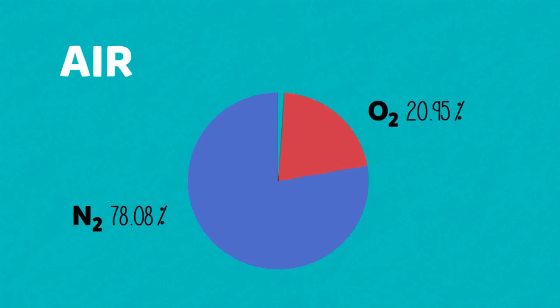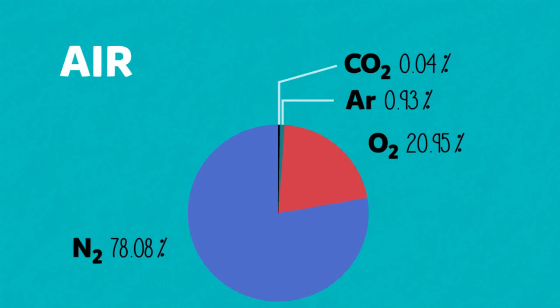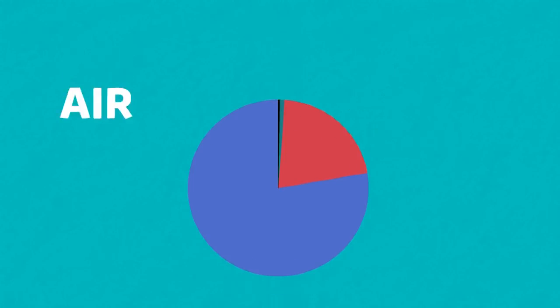The approximate composition of the air today is 78.08% nitrogen, 20.95% oxygen, 0.93% argon, 0.04% carbon dioxide, and between 0 and 4% water vapor.